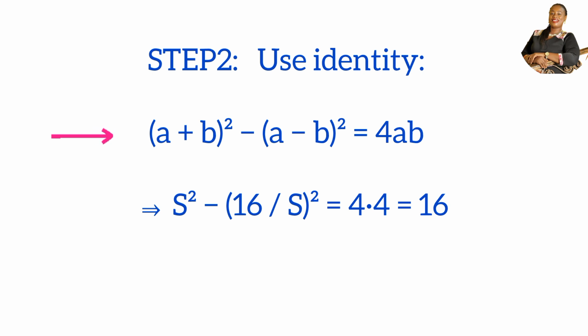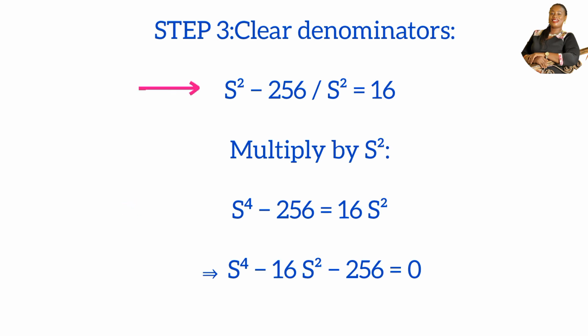Then this gives us s squared minus (16 over s) raised to the power of 2, which equals 4 times 4, because the problem tells us ab equals 4. Simplify the right side, that's 16. This equation links s to itself in a way that lets us solve for it directly. Now, let's simplify the equation we got. s squared minus 256 over s squared equals 16.